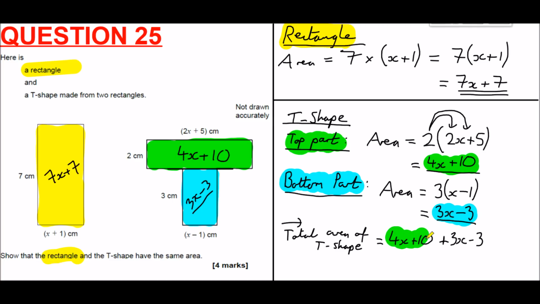And so we can simplify this expression down somewhat by grouping together the x's and grouping together the units. 4x plus 3x gives us 7x, and 10 subtract 3 leaves us with 7. And so the total area of the T-shape, we'd arrive at 7x plus 7, which is what we had for the first rectangle. And so this proves that the area of the rectangle and the T-shape are exactly the same. They're both, in terms of x, 7x plus 7.